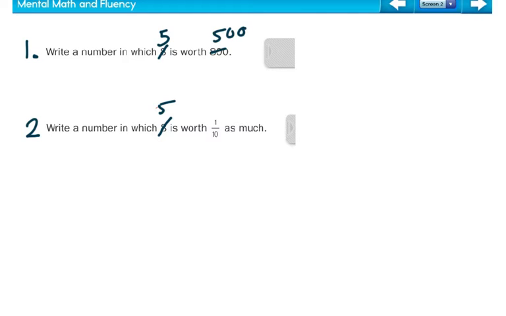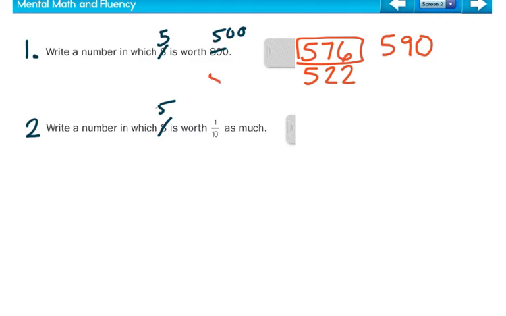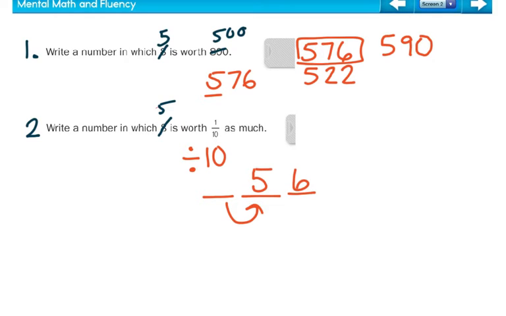So if I'm writing a number with a 5 that's worth 500, I could say 576, 522, 590. So I'm going to go ahead and stick with 576. As long as yours has a 5 in the hundreds place, you are good to go. Now, if I write a number in which that 5 is worth 1/10 as much, so I'm going to divide that number by 10. In other words, the 5 is no longer going to be in the hundreds place. It's moving 1 to the right. 56 would be 1/10 as much.